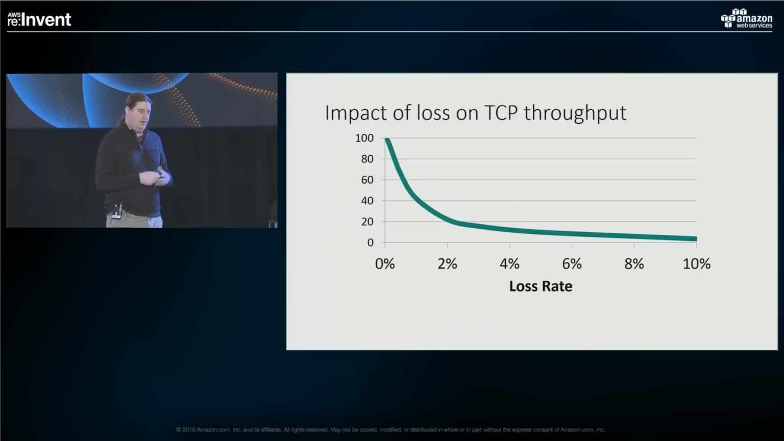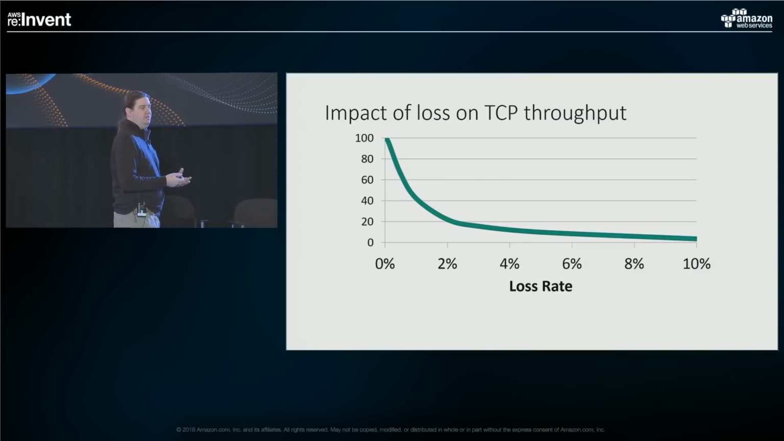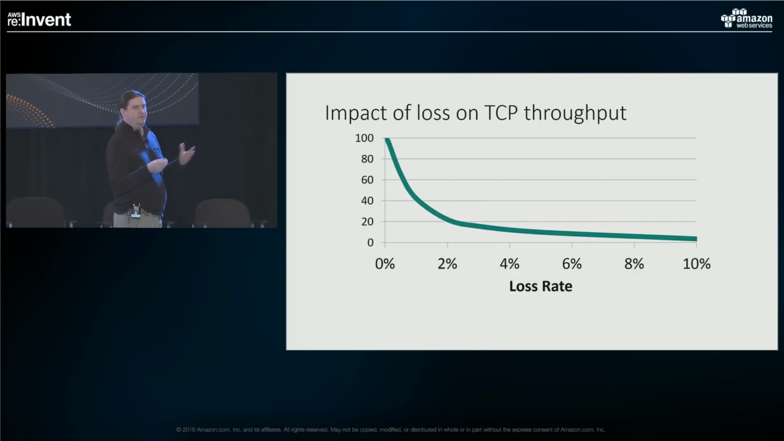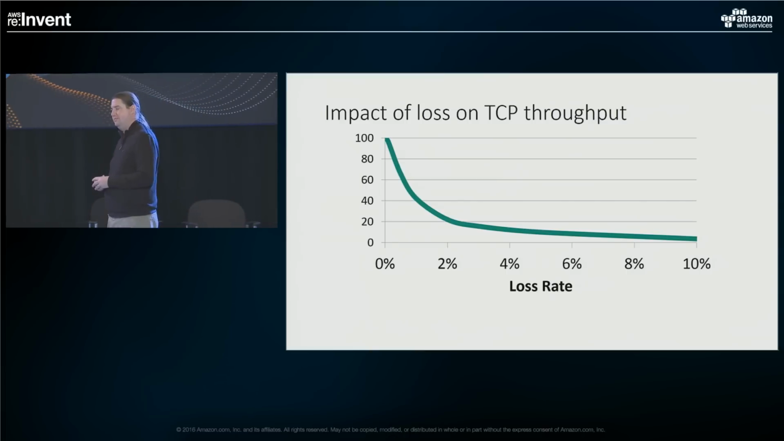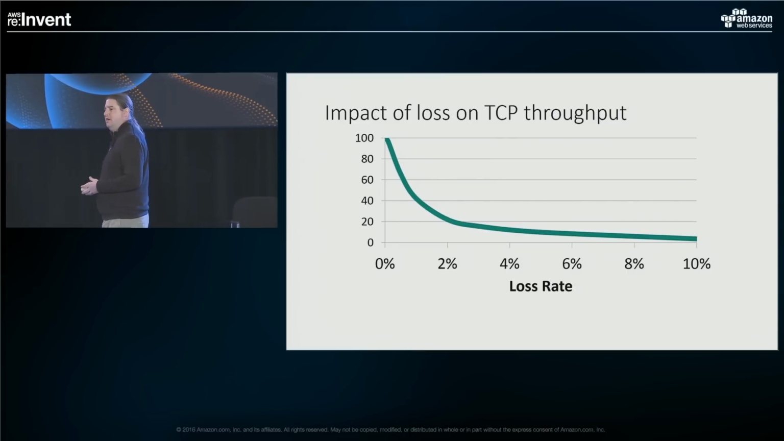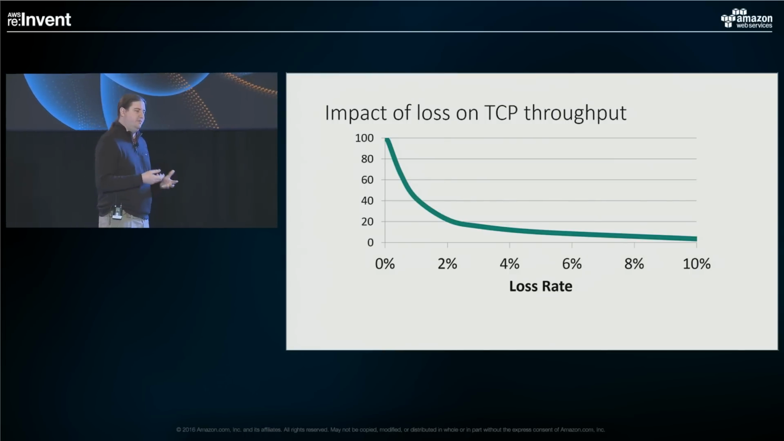So let's talk some more about loss. This is a graph that shows what happens when you start to have loss on a TCP connection. The y-axis here is your percent of idealized throughput. At 0% loss, you're getting 100% of your idealized throughput. As you start to see more and more loss on the network, the throughput of the connection will drop off dramatically.